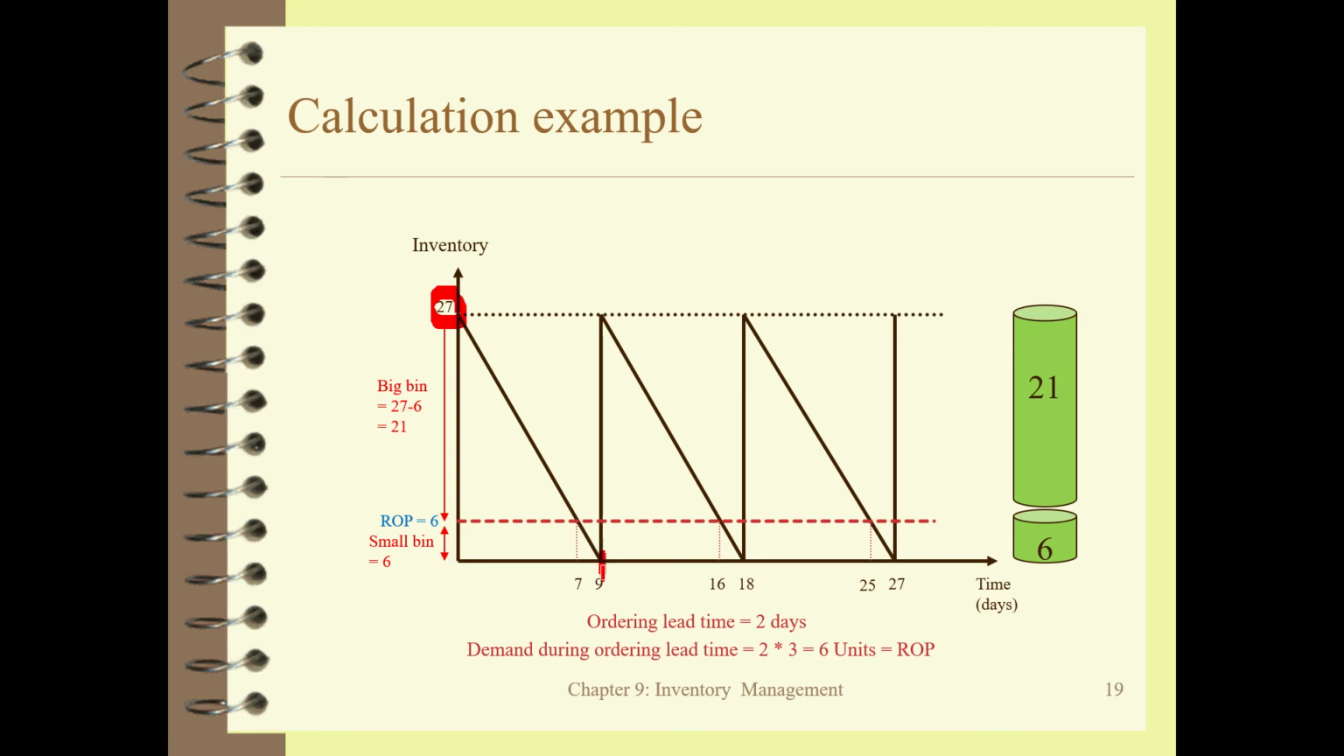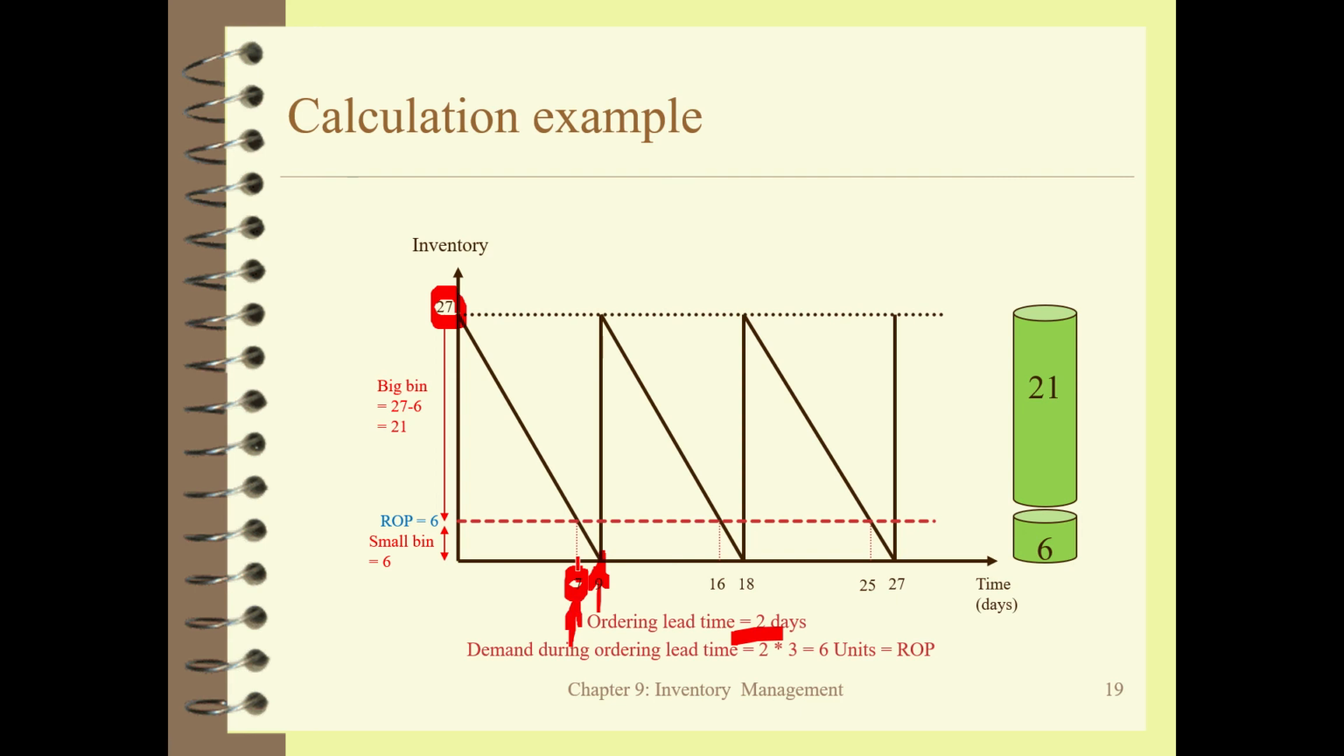If there were no lead time, you would place the order at day 9. But there is a purchasing lead time, or ordering lead time, of 2 days. So you cannot wait until day 9. You need to go back to day 7, because it needs 2 days: 9 minus 2 is 7. On this day you place the order.